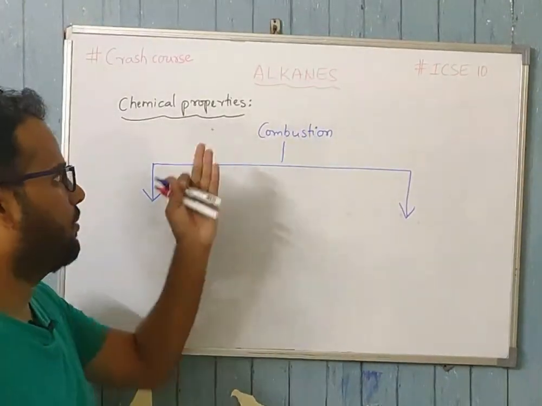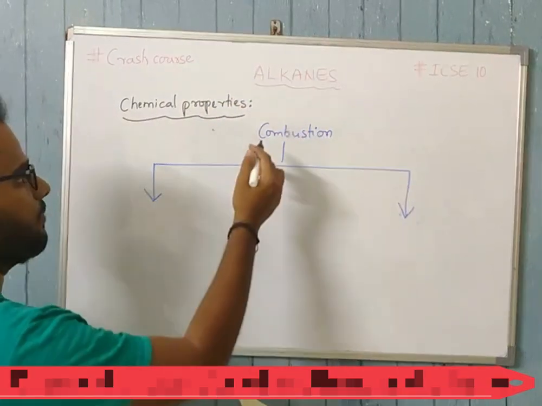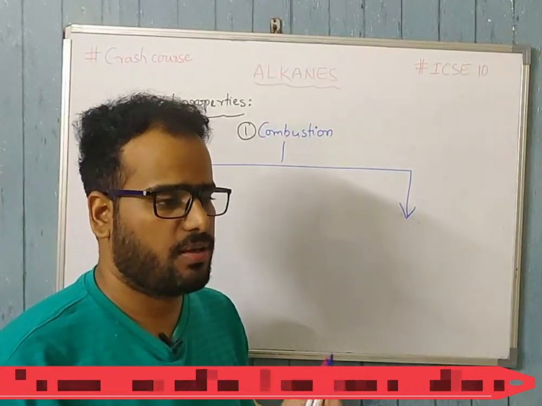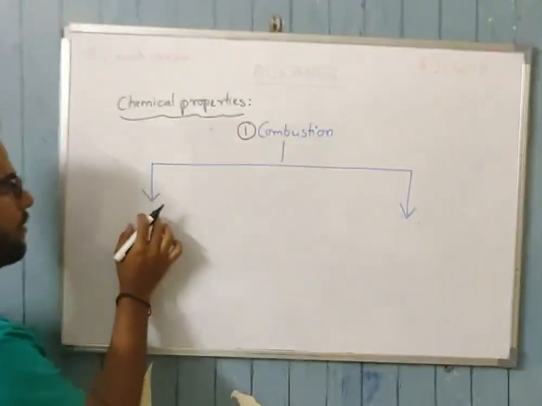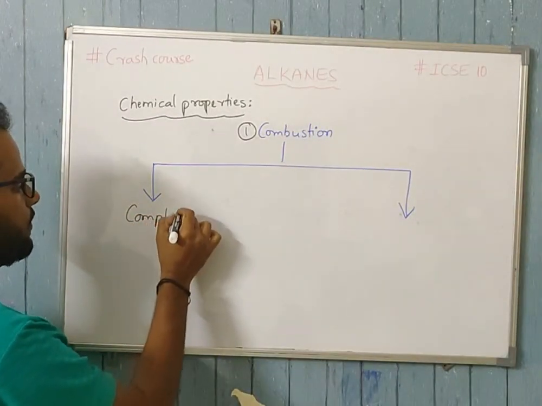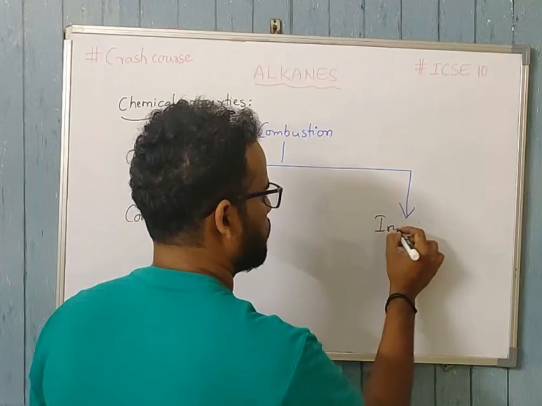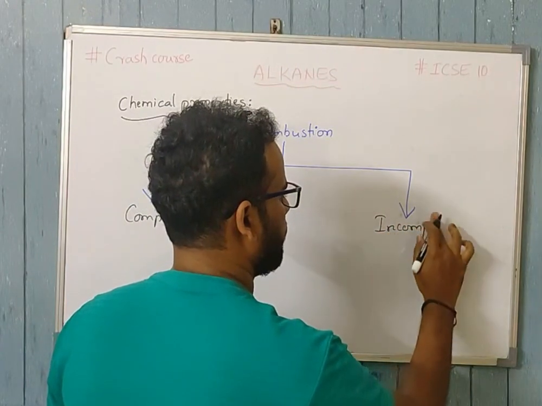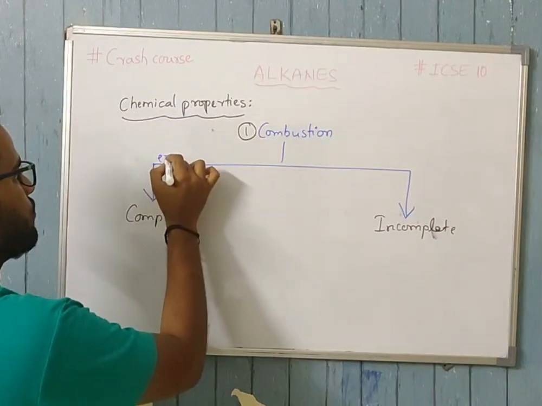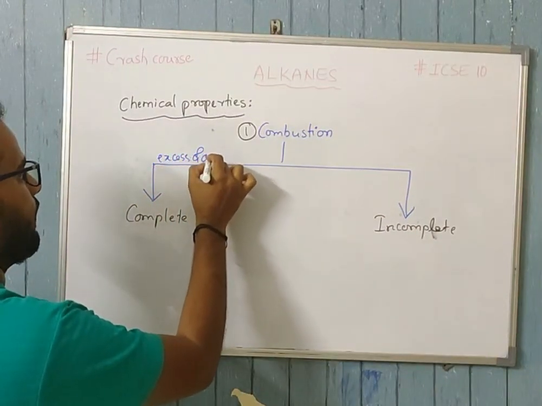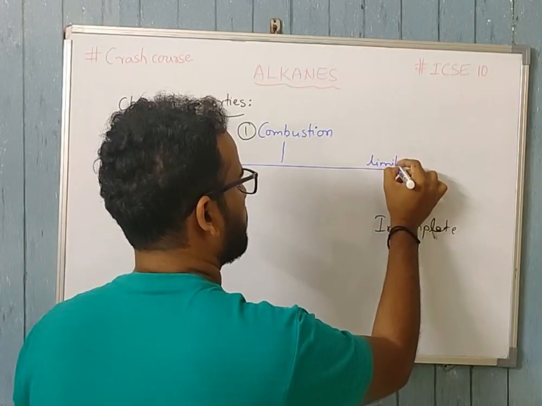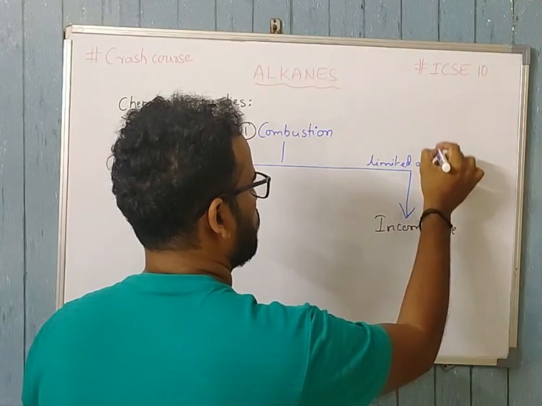Next, talking about the chemical properties of alkanes. The first chemical reaction we are studying is combustion. Combustion is nothing but burning, the reaction with oxygen. There are two things here. One is complete combustion. Another one is incomplete combustion. What does it depend upon? It depends upon how much oxygen is available. So here, an excess of air, and here, a limited amount of air.